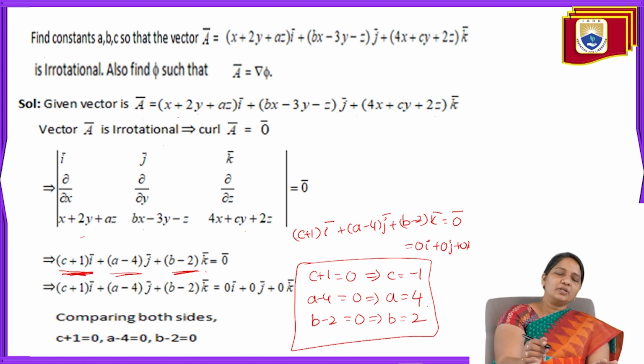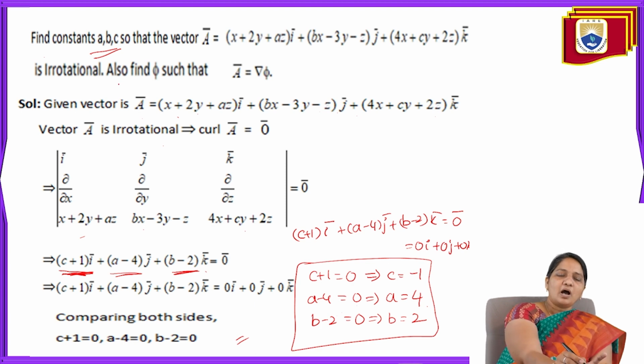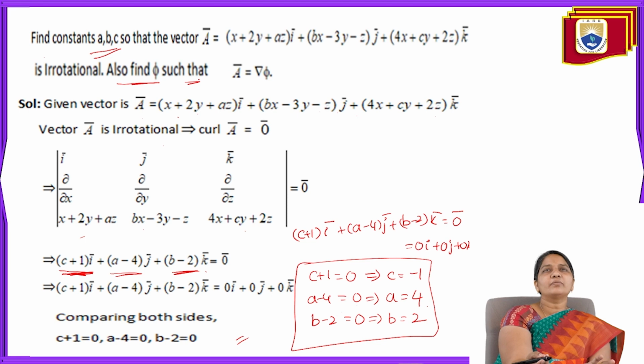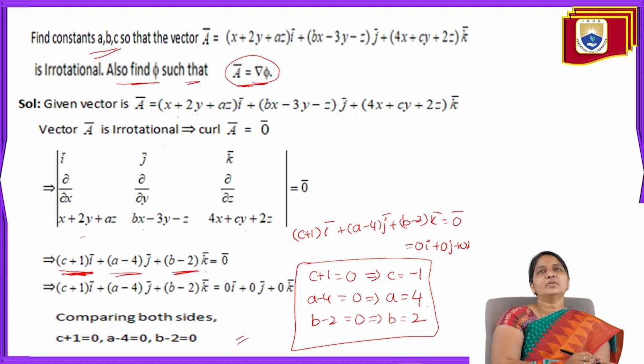So here this is the way we can find the constants. In the question, if they asked only up to finding the constants, that means we can stop here. But in the question, they asked another part also. Here, also find the pi such that a bar equal to del pi. So by using this condition, we can calculate the pi value.